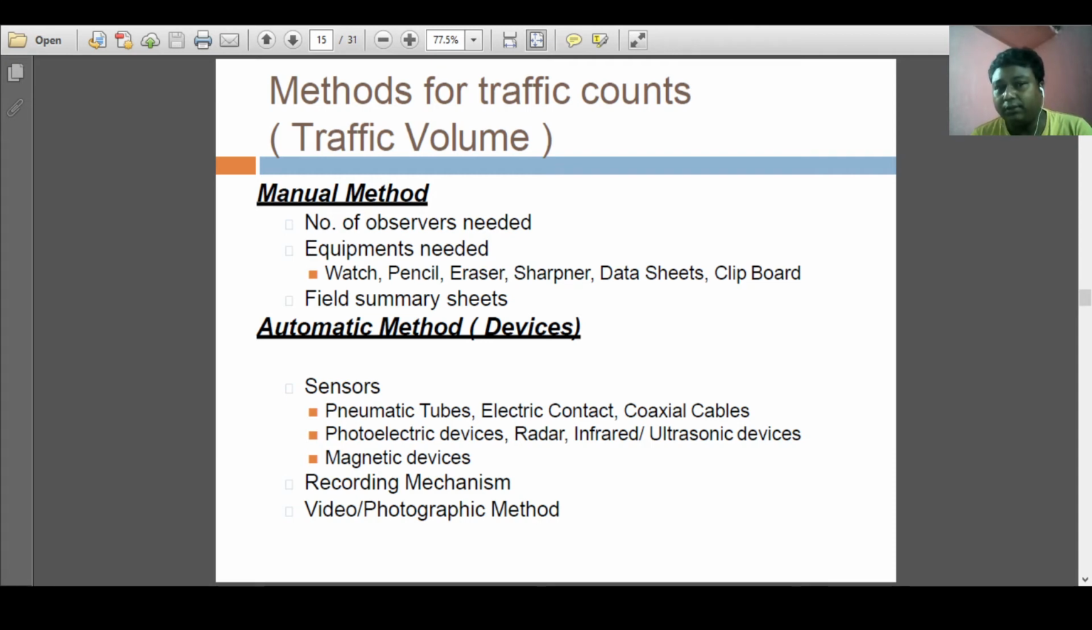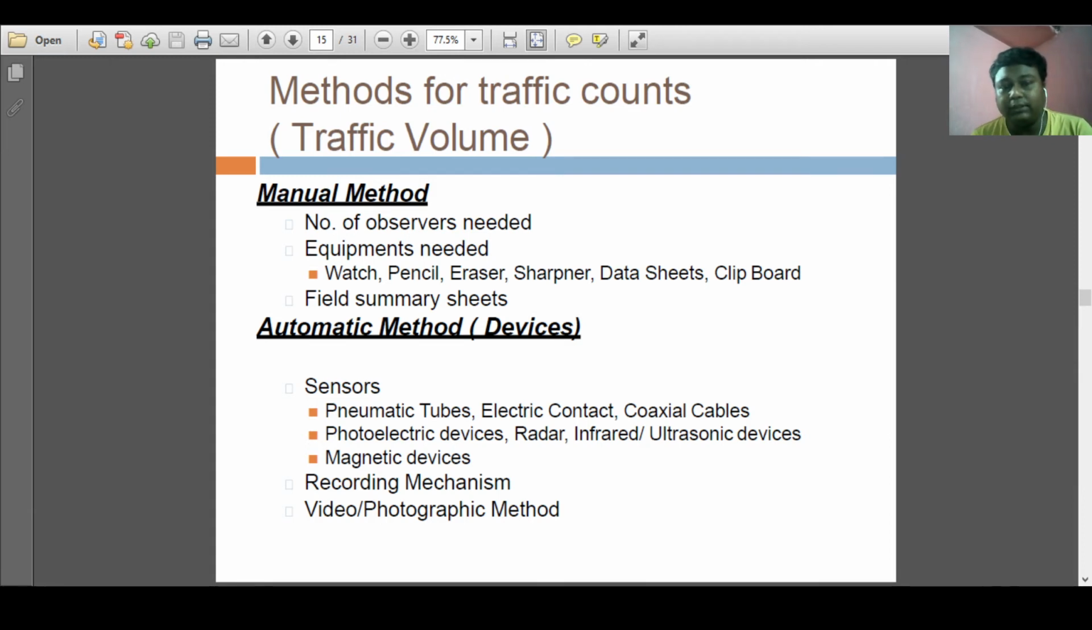The calculation of traffic volume is required in two aspects. One is for any renovation or modification in the road, another is for construction of a new segment of the road. Next is the equipment needed, meaning what equipment is needed to count the traffic volume. The third one is the field summary sheet. Next is the automatic method.